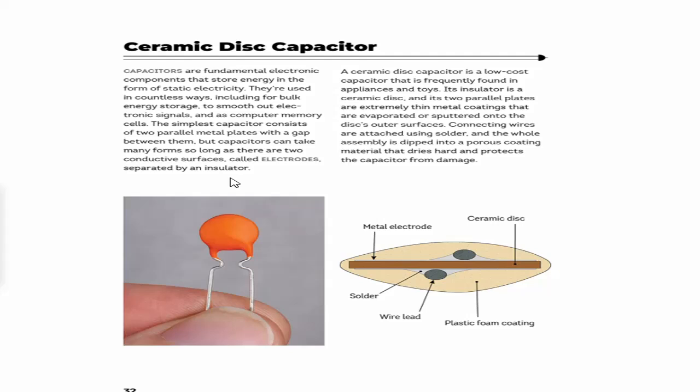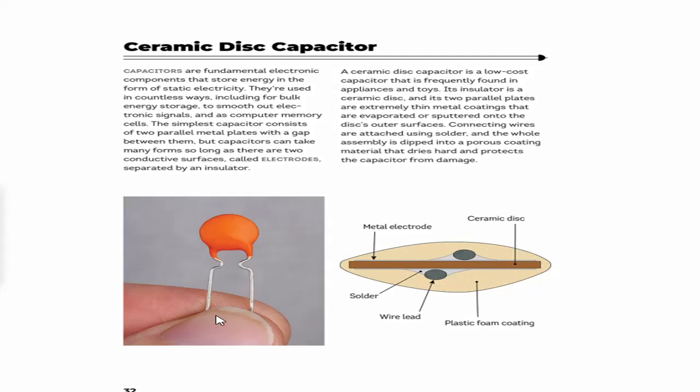A ceramic disc capacitor is a low-cost capacitor that is frequently found in appliances and toys, etc. Its insulator is a ceramic disc and its two parallel plates are extremely thin metal coatings that are evaporated or sputtered onto the disc's outer surfaces. Connecting wires are attached using solder and the whole assembly is dipped into a porous coating material that dries hard and protects the capacitor from damage.